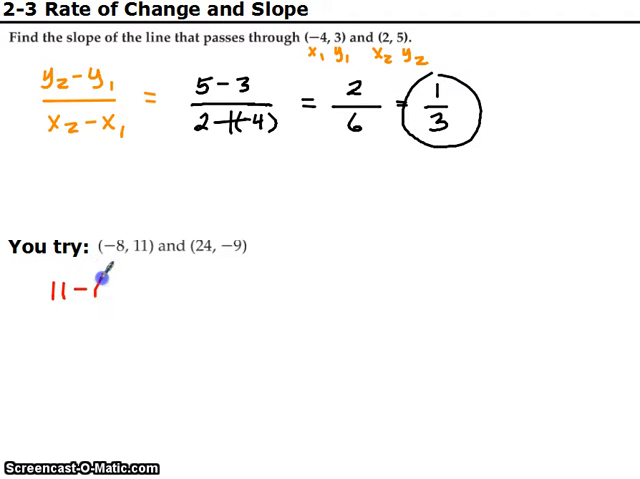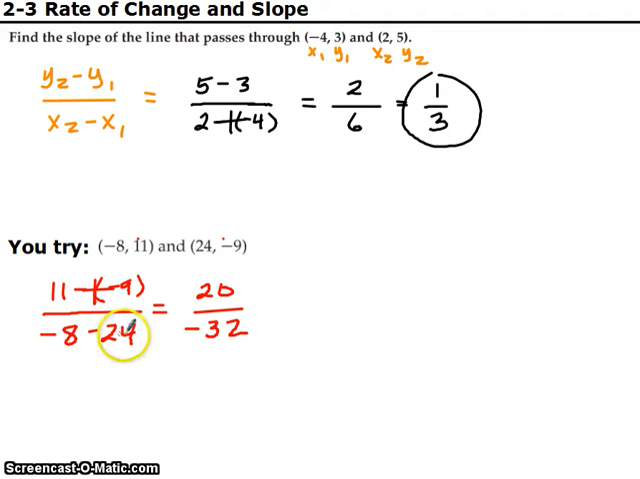Just to show you that it doesn't matter which way you do it, I'm going to do both ways on this one. See, I already almost messed up though. So I did 11 minus negative 9. So I'm going to have to do negative 8 minus 24. So that's going to be a positive right there, so positive 20. And this one's going to be negative 32. They're both negative, you just add them together, keep the sign.